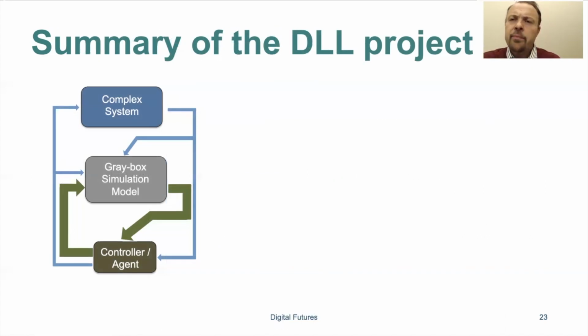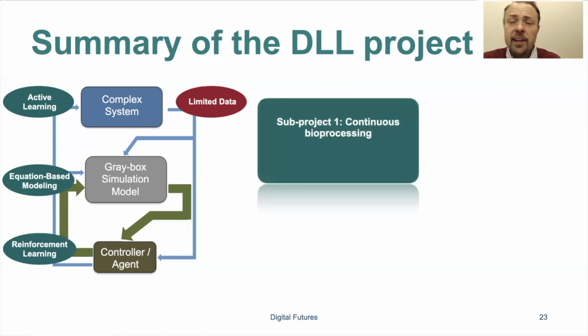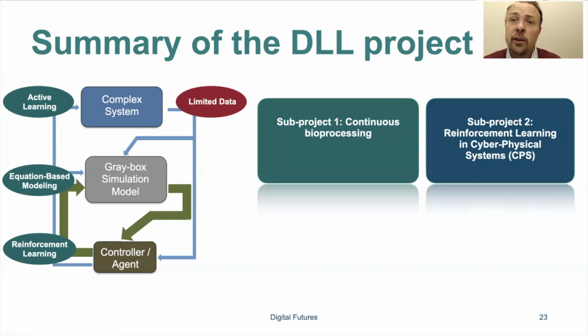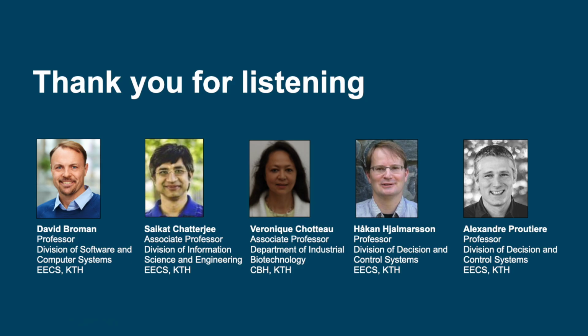So in summary, the whole DLL project is really about machine learning, but where you only have a limited amount of data, meaning that you can only probe and sample the system a limited number of times. And this involves things like active learning, equation-based modeling and simulation, and reinforcement learning. We have divided this project into 3 sub-projects. So one is on continuous bioprocessing. The other one is on reinforcement learning of cyber-physical systems. And to bind it all together, we have the theory part. Thank you for listening.